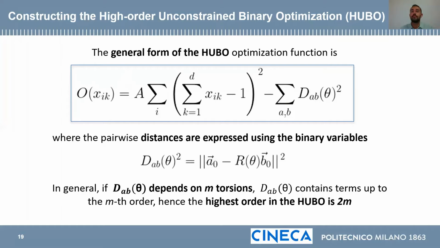And it's important to understand that D_AB, so the distance between rigid body or fragment A and B, could depend on m different torsions. So in this case, D_AB contains them up to the m-th order, which means that the highest order in the HUBO is 2 times m.